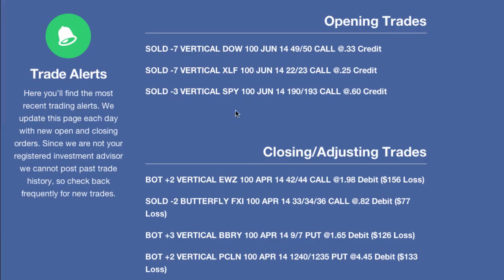Now, the last one that we went into tonight is SPY. So this is one that we haven't traded in a while because SPY has been really, really low implied volatility and just recently had a nice jump in implied volatility. So a lot of people are adding protection, buying some puts, jumping up the price of all the options. And so what we did is we went to the 190, 193 call spread. So we're doing a $3 wide spread instead of our regular $1 wide spread.